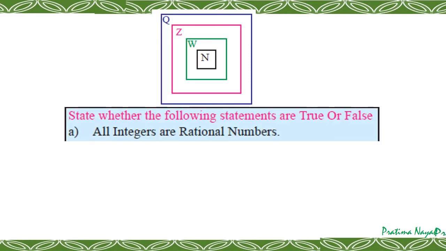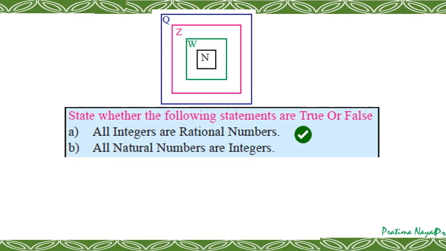State whether the following statements are true or false. First: all integers are rational numbers. Yes, all integers are rational numbers. Next: all natural numbers are integers. They are positive integers. Yes, it is true.